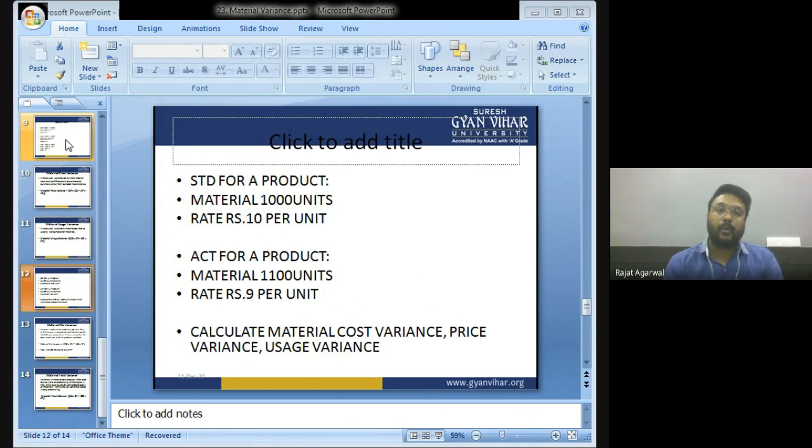Standard for a product: material 1000 units. It is saying that to manufacture a product we require material 1000 units, and the standard rate is rupees 10 per unit. But in actual, when we manufactured the product, we consumed 1100 units, and we purchased the units at the rate of rupees 9 per unit. Now you have to calculate material cost variance, material price variance, and material usage variance.